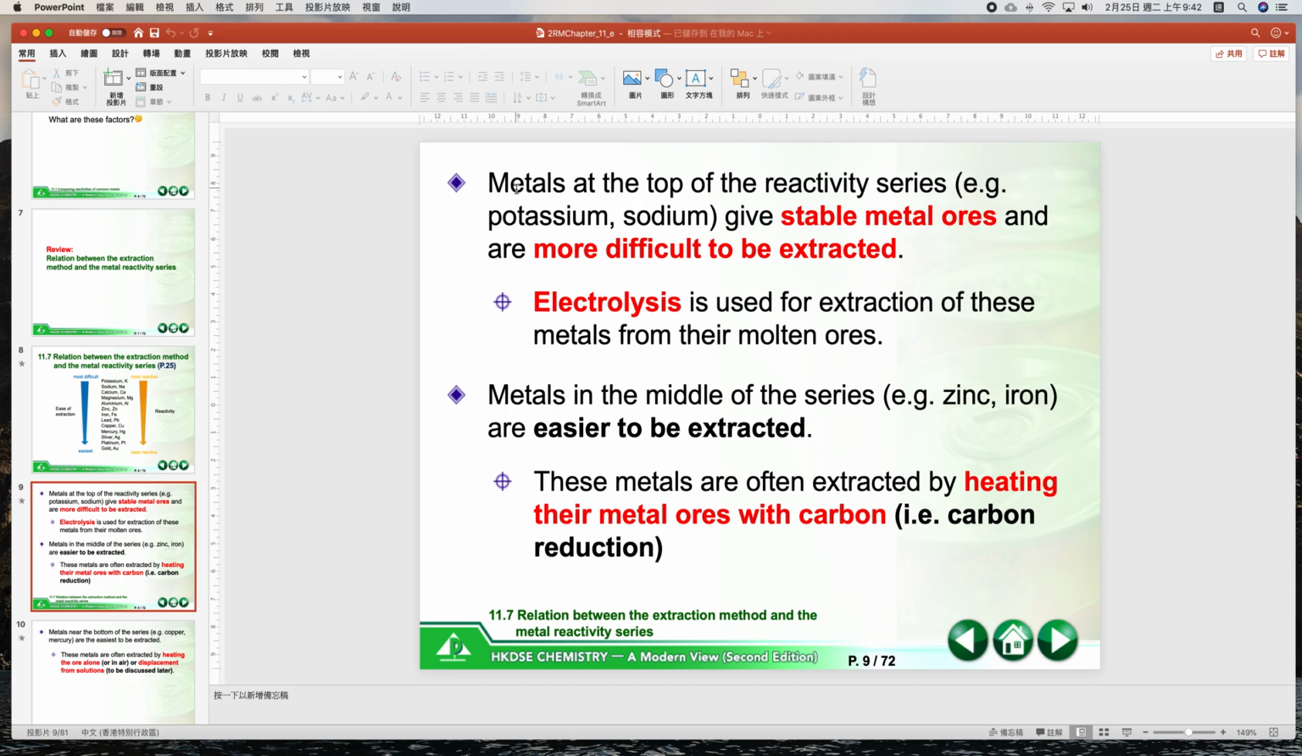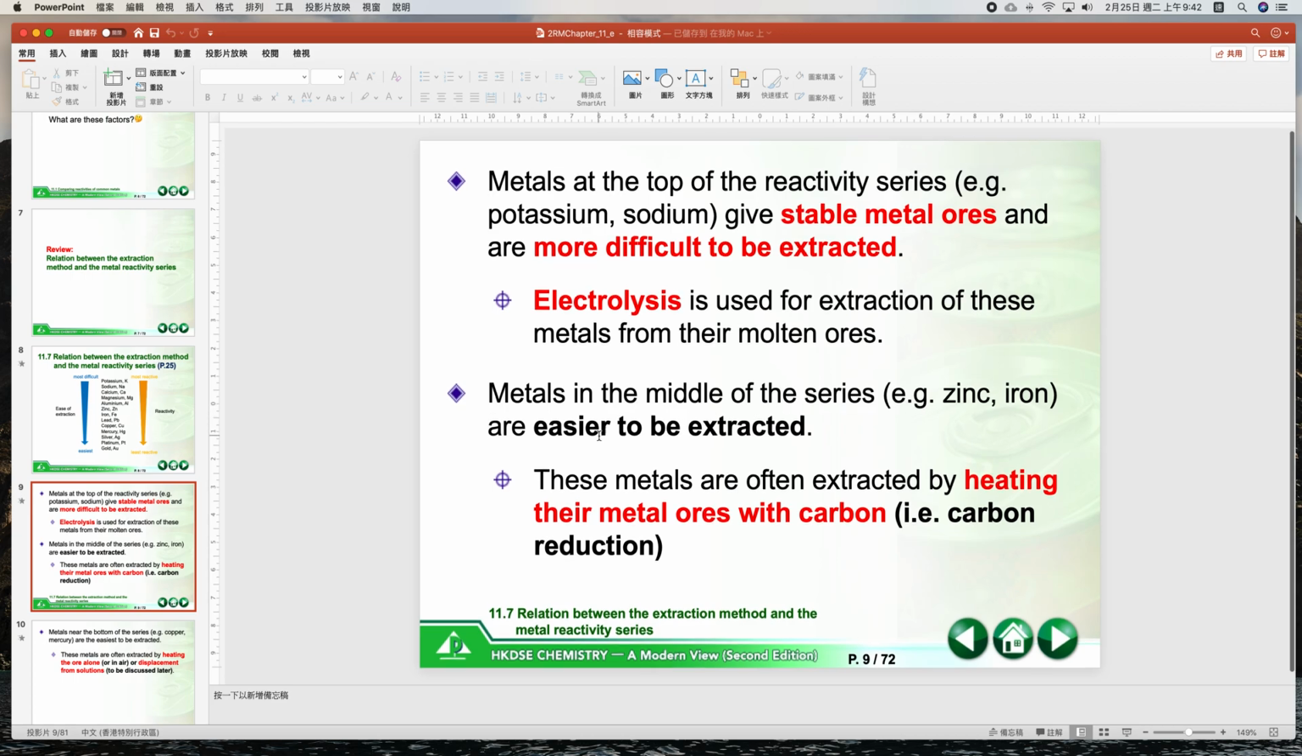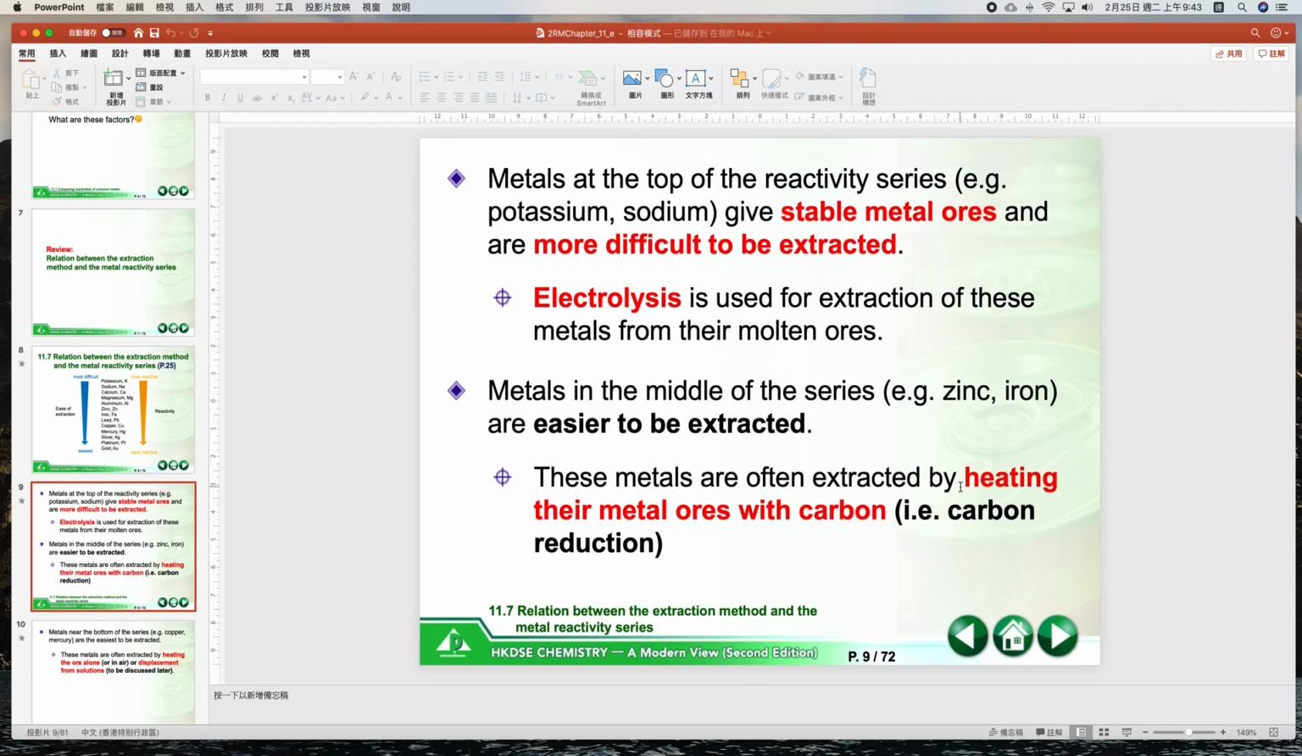You may wonder why the most reactive metals are the most difficult to extract. It is because when the metals form compounds, the compounds are very stable, and that's why you have to supply a large amount of energy to break down the compound and extract the metal. Electrolysis is one example which provides a large amount of energy to break down the compound. For the metals in the middle of the series, such as zinc, iron, these metals can be extracted by carbon reduction.